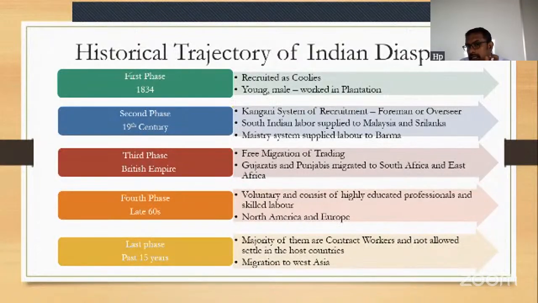and in this Gangani system of recruitment, there is a middleman, a foreman or overseer. The middleman plays a vital role. The maistry system supplied labor to Burma, where there is no middleman concept. There will be a person linking there to Burma. There will be one person already there, and he will take the persons from here. So there is no middleman concept. It's a relationship, whereas in the Gangani system of recruitment there is an overseer.